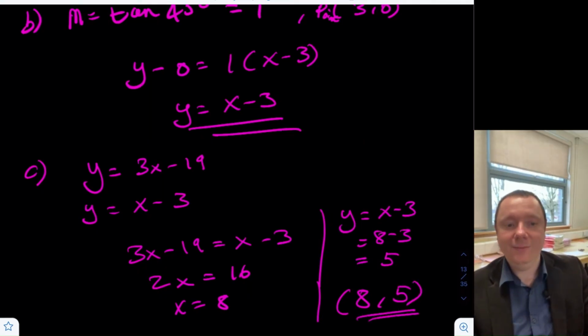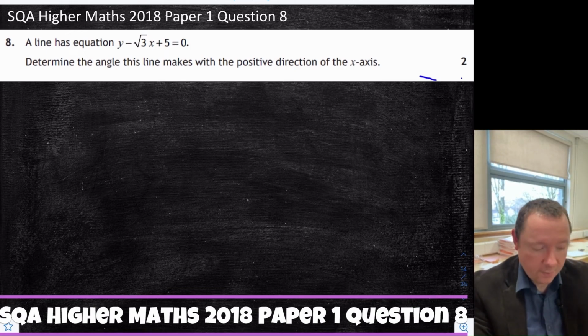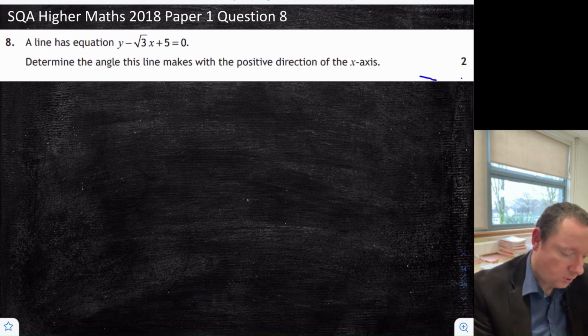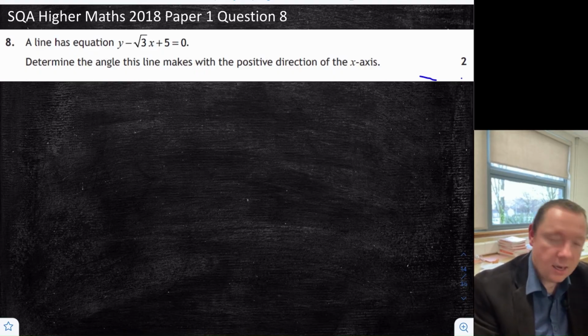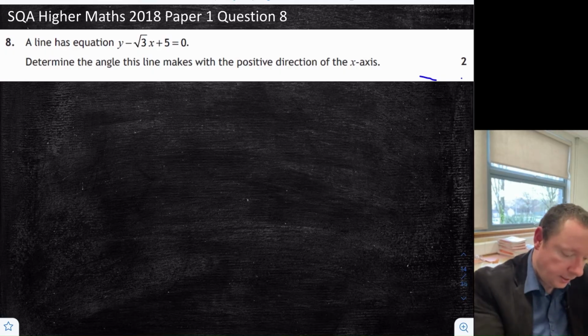And we're done there. Great. Higher Maths 2018, paper 1, question 8. The line has the equation y minus root 3x plus 5 equals 0. Determine the angle the line makes with the positive direction of the x-axis. Well, gradient equals tan theta if it's talking about angle and gradients. So let's get the gradient first.